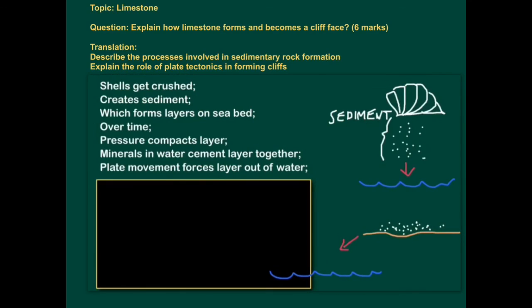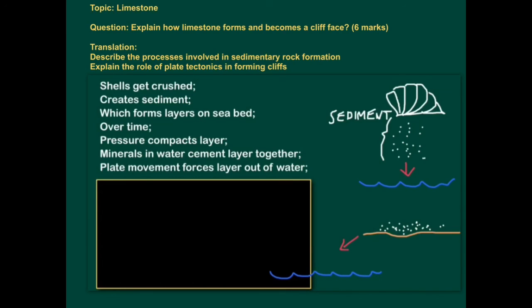But all you have to say is plate movement forces the layer out of water. You could reference convection currents if you wanted, but you don't have to. Now in these 6-mark questions, it doesn't get marked according to the number of points you make. It's about explaining things with accuracy, with good spelling and good grammar.